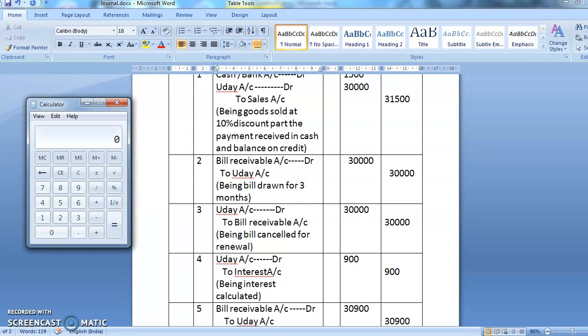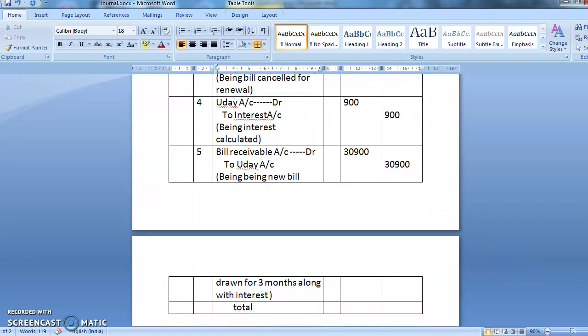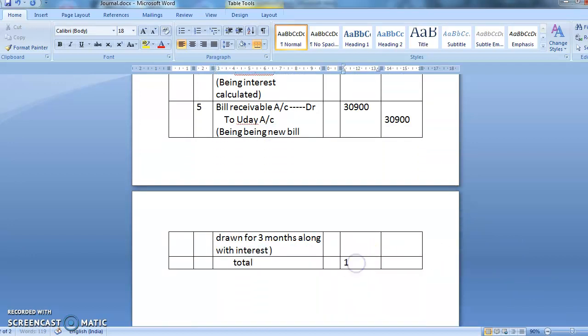Your first entry is of 31,500. Second entry is of 30,000. Again 30,000, then 900, and again 30,900. So your total comes to 1,23,300. Your debit total and your credit total will always be the same.